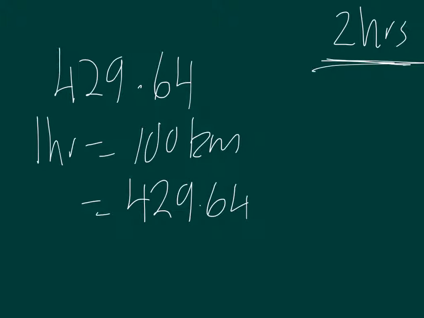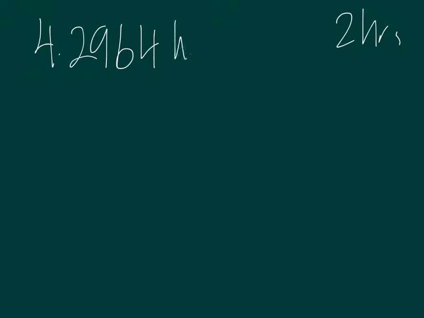429.64. Okay, so the way I figure out how many hours that is really, really simple. Is I just do 429. Again, I can use a calculator for this. 0.64 divided by 100, and that equals 4.2964 hours. Now, this is going to be a bit of a messy one, I think. Let's do a new slide. Okay, so I've got my 2 hours. 4.2964 hours. Okay, so 4 plus the 2 is 6.